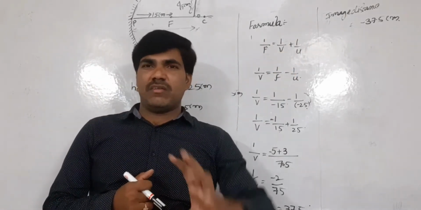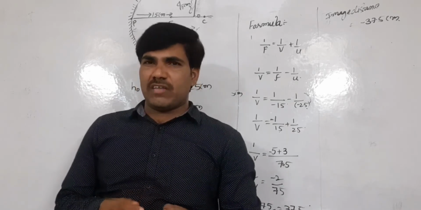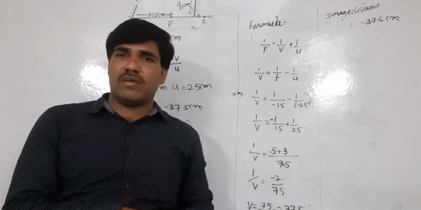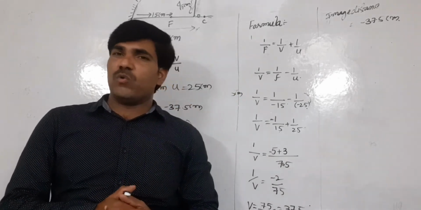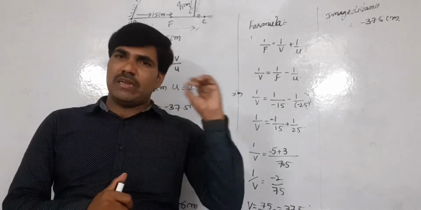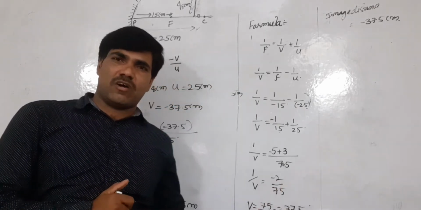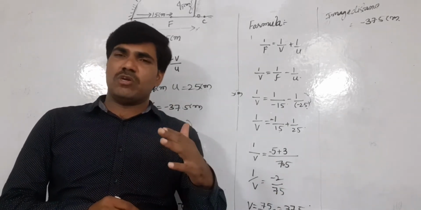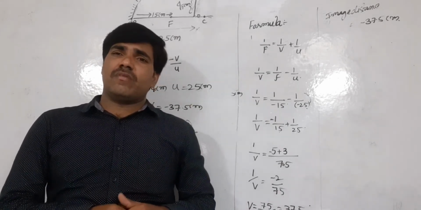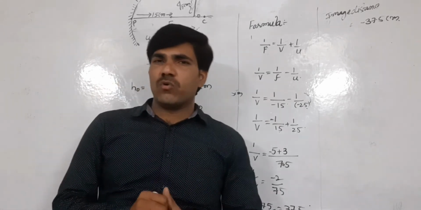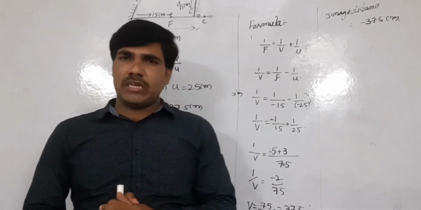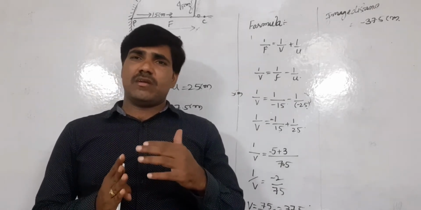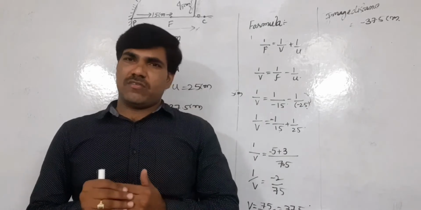Okay, now it is a real image, that's why an inverted image is obtained, and as the height of the object is less than the height of the image, it is enlarged. The conclusion is: image distance minus 37.5 centimeters, object distance 25 centimeters, height of object 4 centimeters, but height of image 6 centimeters. From this data, we conclude that a real image is formed, it is inverted, and it is enlarged.